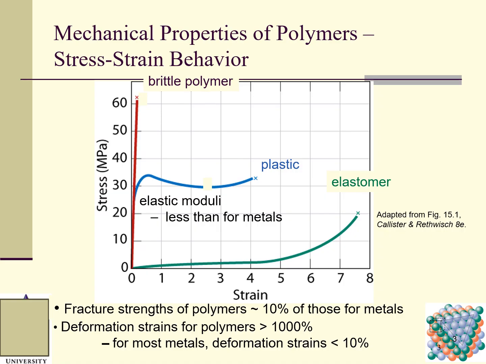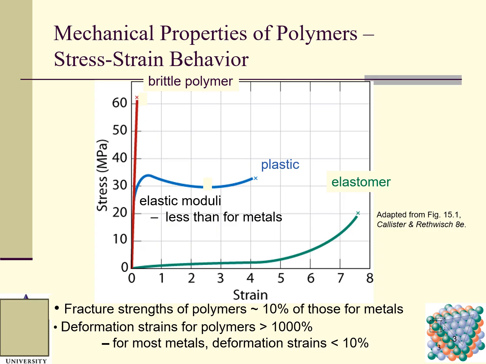So look at this figure. It shows the mechanical properties of polymers, the stress strain curve behavior. Here the abscissa is strain and the ordinate is stress. For different materials, we have different stress strain curves. Here, this one is an elastomer. This one is a plastic. And this one is a brittle material, a brittle polymer.